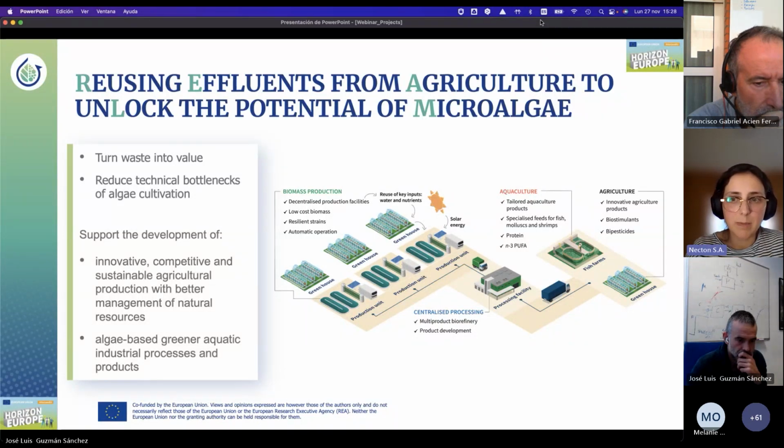In this way, we expect to support the development of innovative, competitive, and sustainable agricultural production with better management of natural resources such as water, and also promote the development of algae-based greener aquatic industrial processes and products, which is in line with the Green Deal objectives.